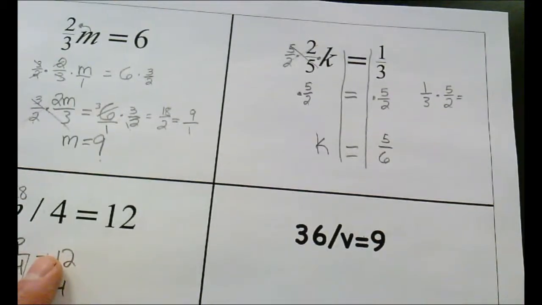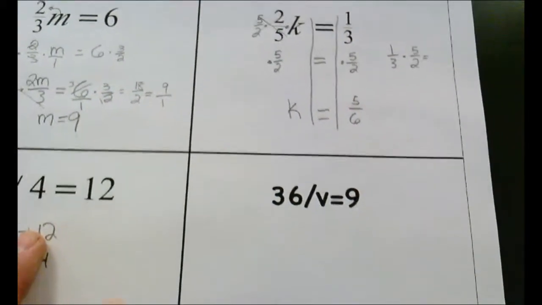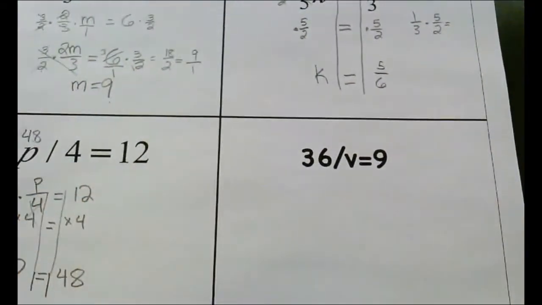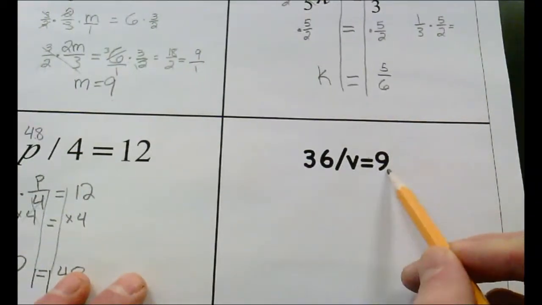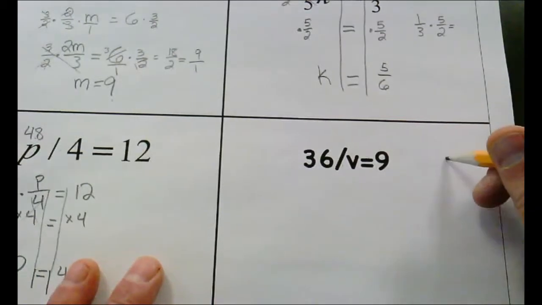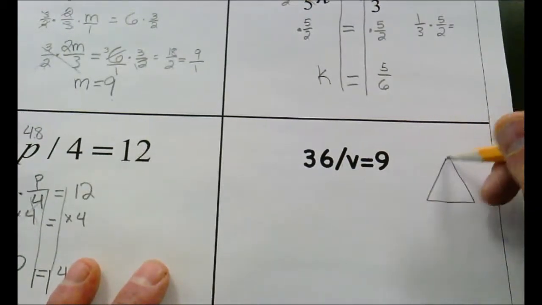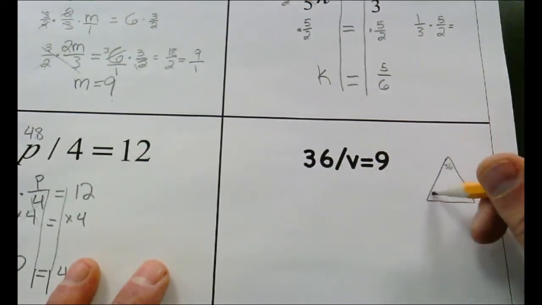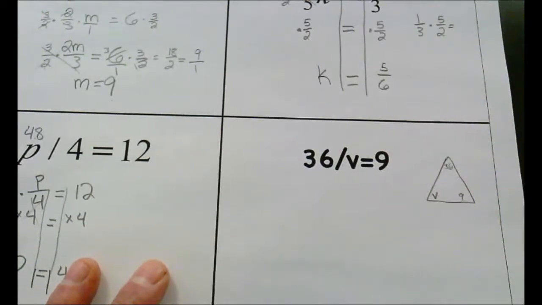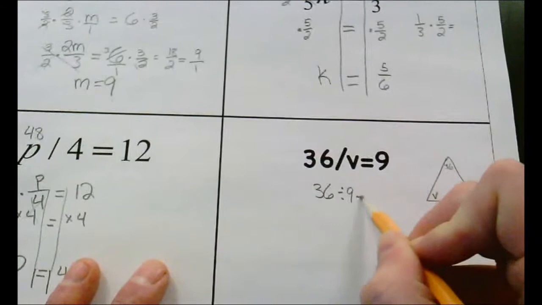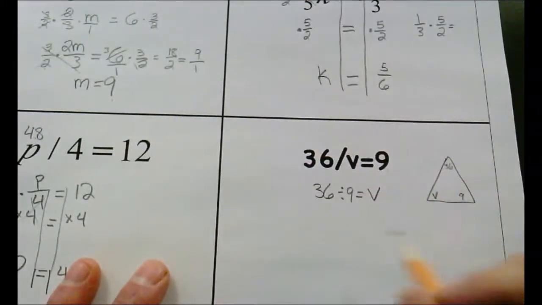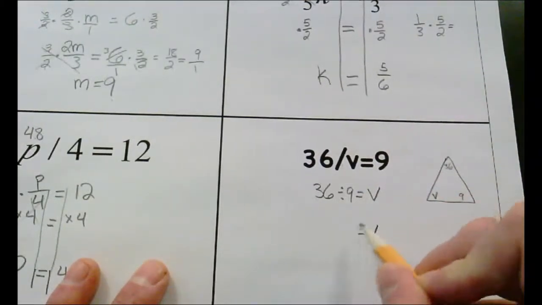Here, 36 divided by something equals 9. Now, the majority of students understand that they can just get an answer using this. 36 divided by 4 is 9. But I want them to be able to show an understanding of their fact triangles. Here's 36, here's v, here's 9. They can rewrite this problem as 36 divided by 9 equals v, and they would end up with v equals 4.